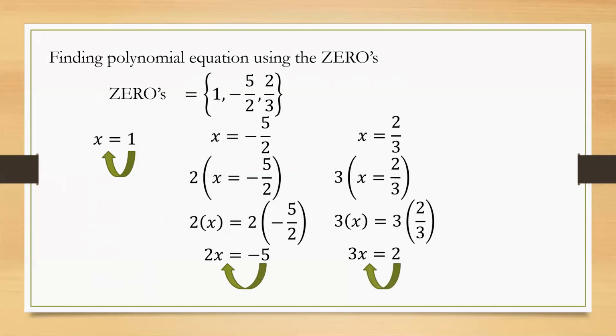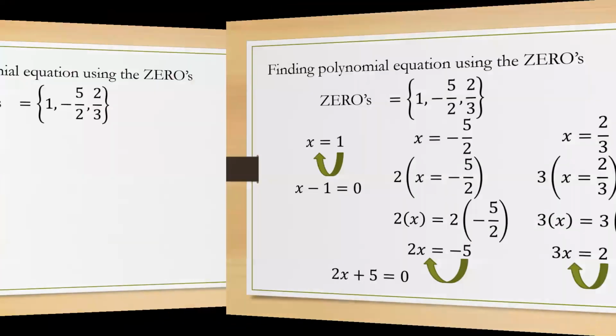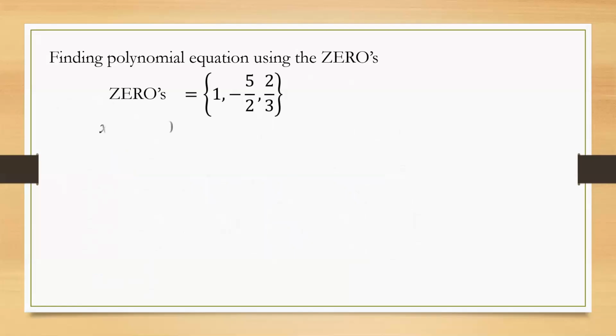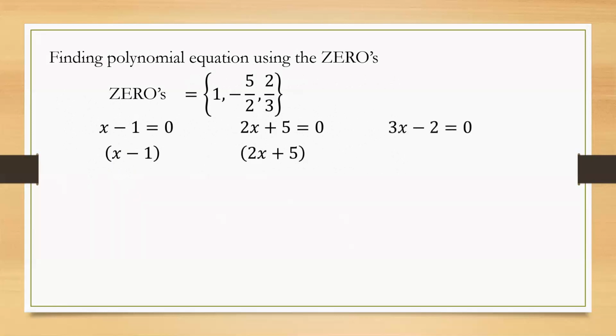So, yung x is equal to 1, pag nilagay natin sa kabila, that is x minus 1 is equal to 0. The same also true with 2x plus 5 is equal to 0, and 3x minus 2 is equal to 0. Again, once we have the factors now already, so the factors ng x minus 1 is equal to 0 is x minus 1, 2x plus 5 is equal to 0 is 2x plus 5, and 3x minus 2 is we have 3x minus 2. So since nakuha na natin ito lahat, now it's a time for us to multiply these factors na meron tayo.